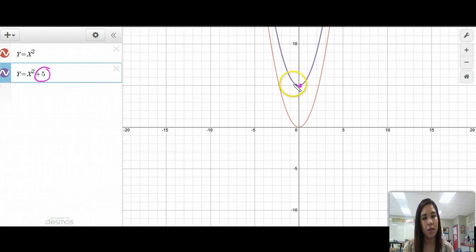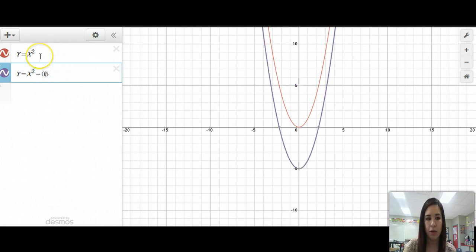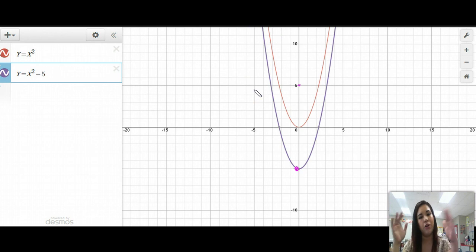Well, what happens if I make it a minus? Let's make it minus 5. So what happened? Positive 5 moved it up here, and negative 5 moved it down here. So the vertex shifted down 5. Did anything else change? No, I basically took this one and redrew it down here. It didn't get wider or narrower. It just stayed the same because all I did was move it down. And that's about it. That's all we need to know for our parabolas.